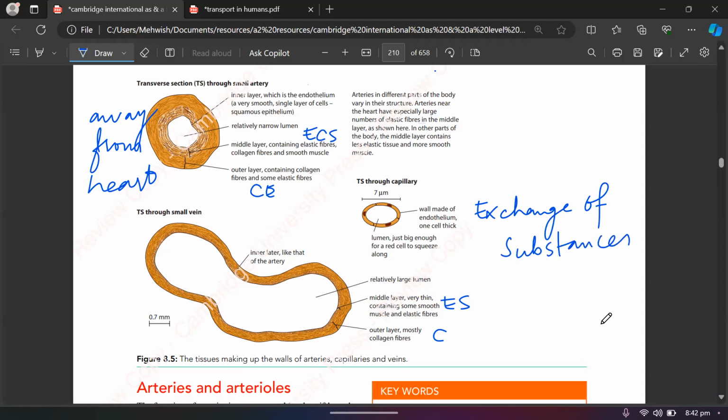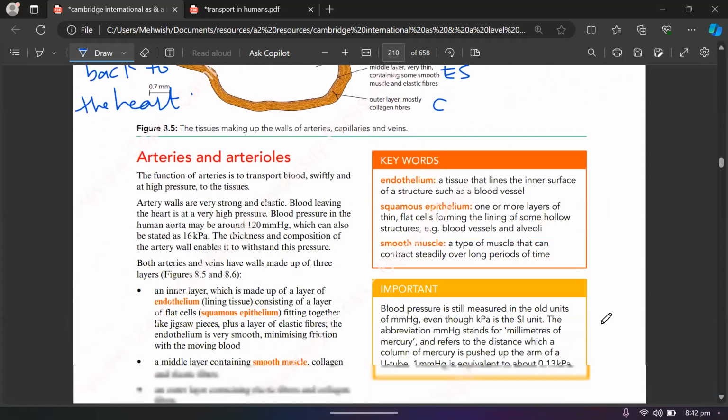And veins basically are the ones that bring blood back to the heart, right? Is that clear? I hope that's clear. Okay.